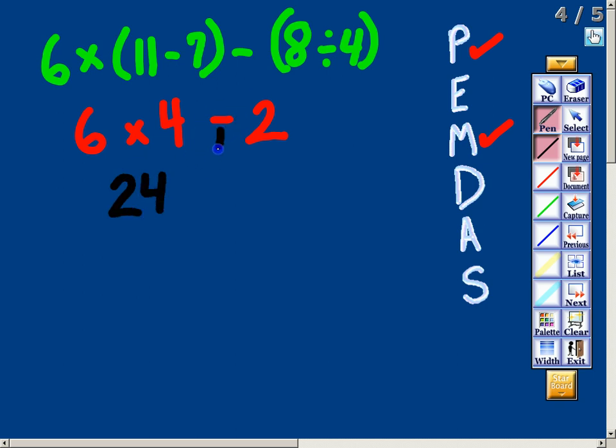And I'm going to drop my subtraction sign down and also drop my 2 down. Okay, now I've come to a place where I just have one operation. I don't need to worry about any type of order. I just complete that one operation. So 24 minus 2 gives me 22.